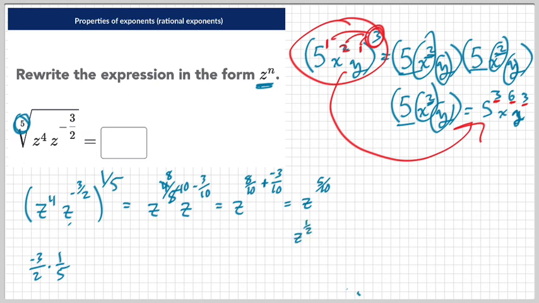z to the 1/2. Now, you might have done it a different way, but you got to the same result. If you got to the same result, you did it right. Congratulations. You know how to do it.